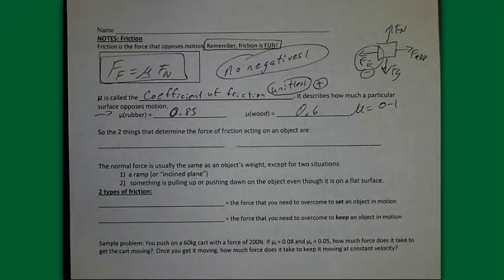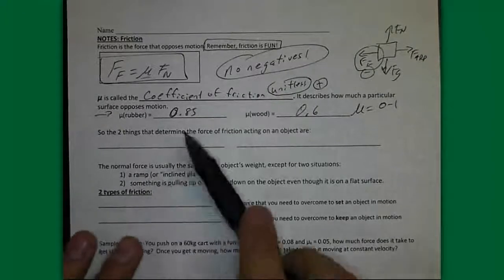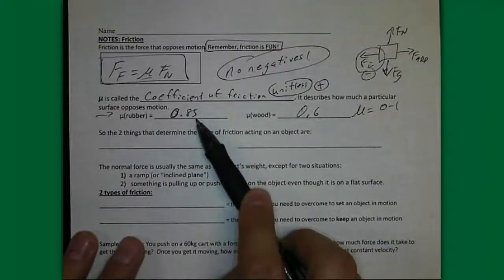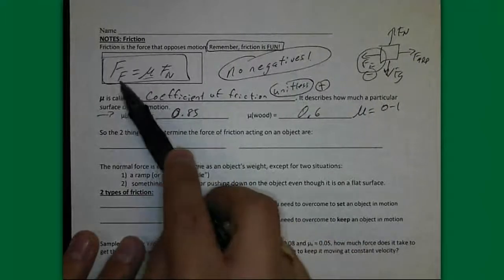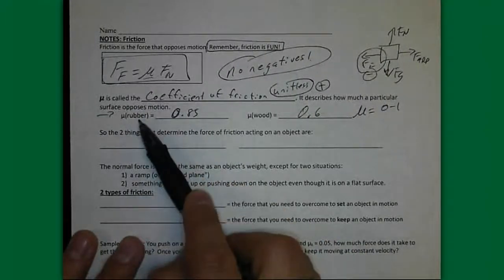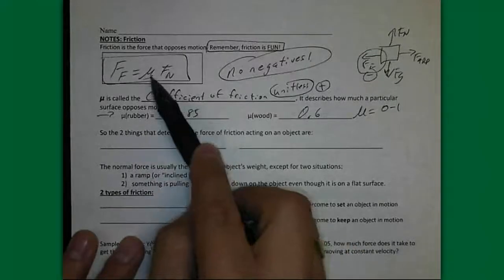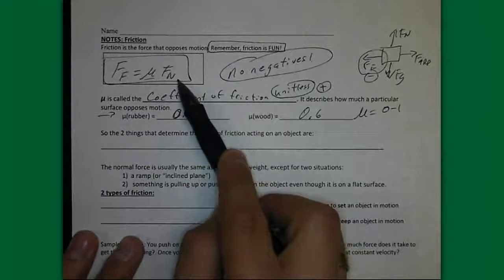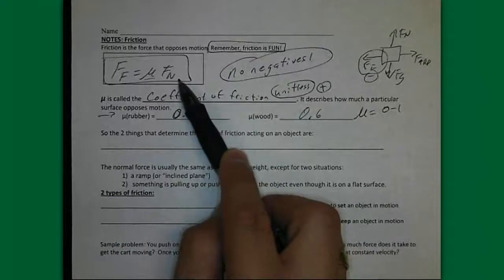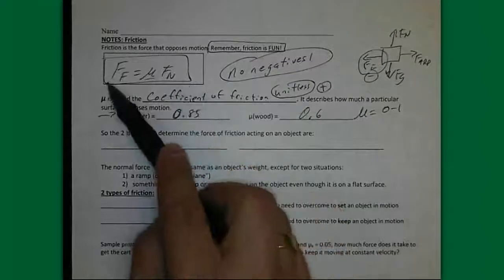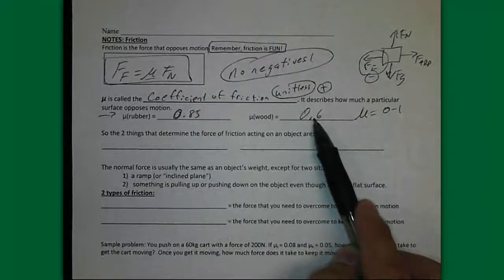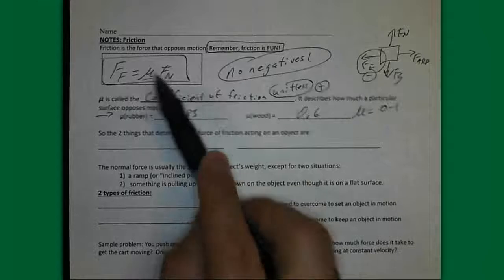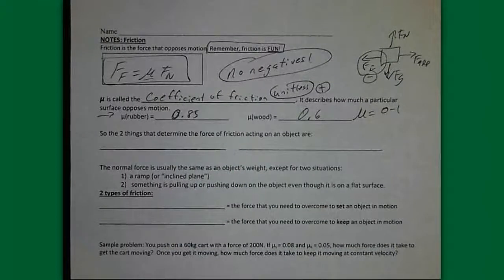And that's pretty significant because here's what mu means. Really all this is a percentage. And what this says is that the force of friction on some sort of rubber is 85%, so that's the mu. The force of friction is 85% of whatever the normal force is of the object that is sitting on it. Okay, and if you're talking about wood, the force of friction on wood is 60% of the normal force of the object that's sitting on it.